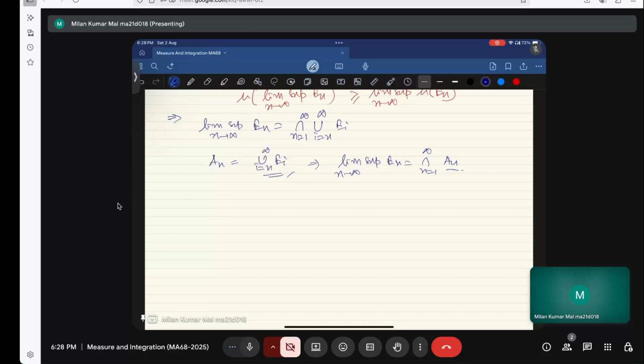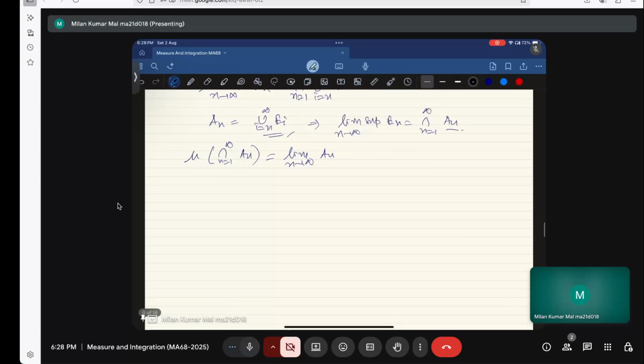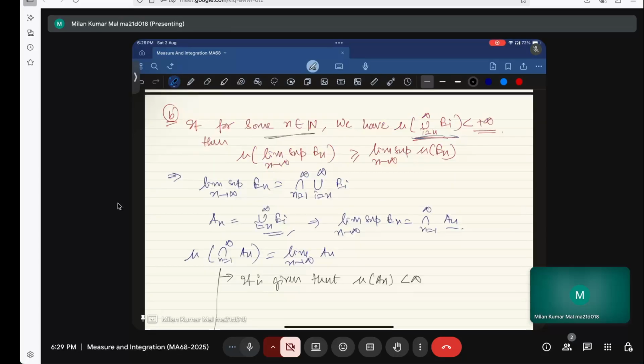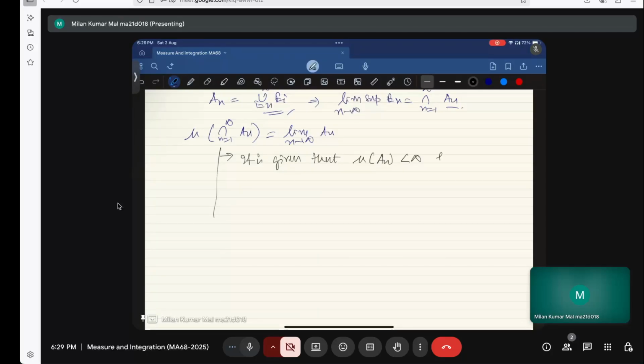So now it is known that mu of the intersection over n equals 1 to infinity of An is equal to the limit of mu of An as n tends to infinity. Here there is the theorem, and we have these two facts. One is that, given, mu of An is finite for some n, obviously for some n, we don't need it for all, for some n belonging to the natural numbers. First fact. Second fact is that mu is continuous from above.